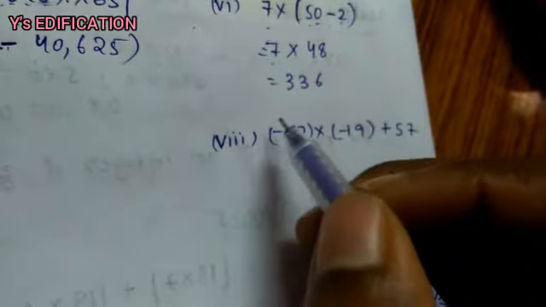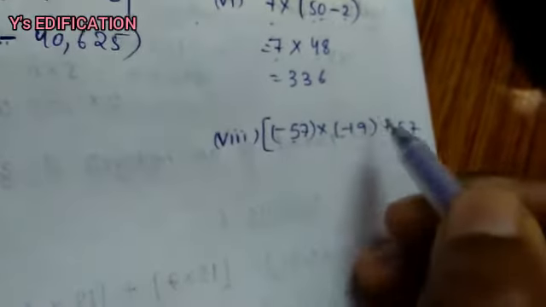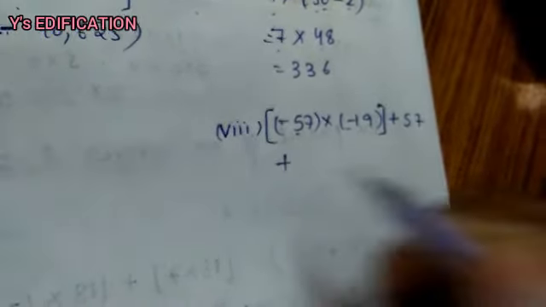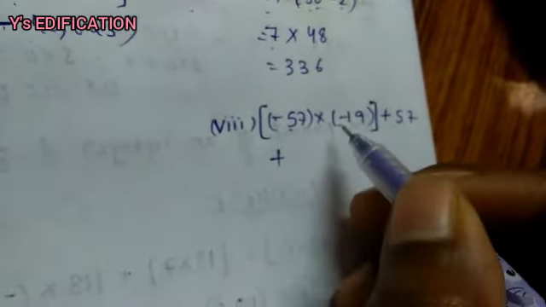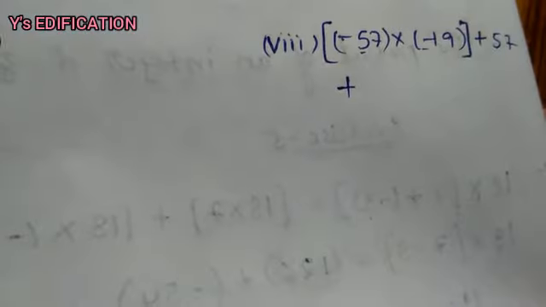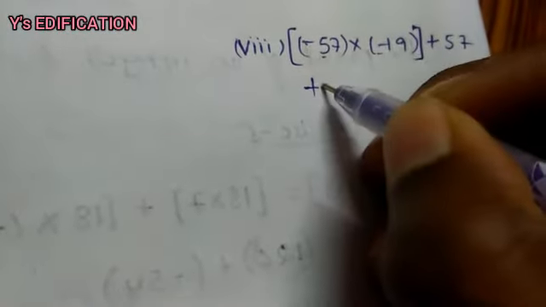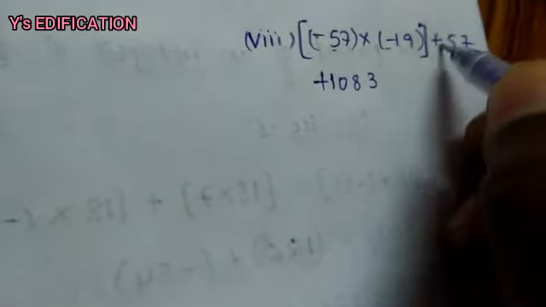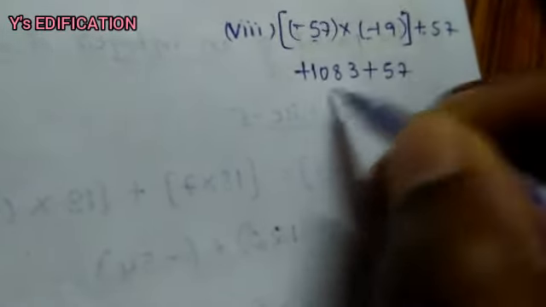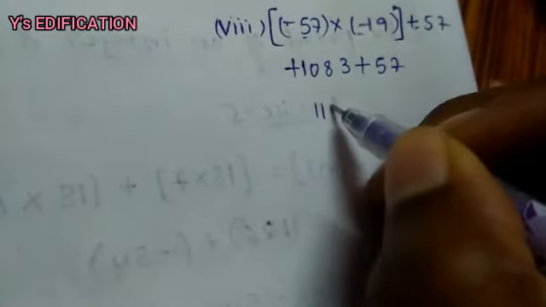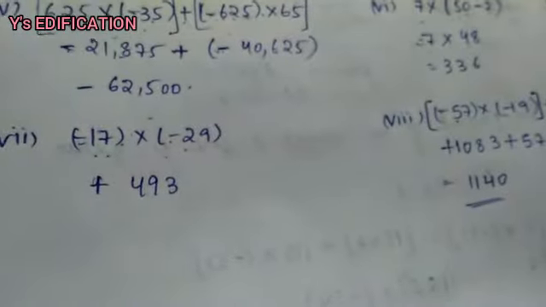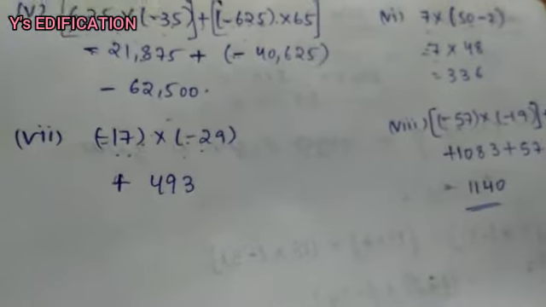Next one, 57 into minus 19 plus 57. What I have said in the previous problem, we have to multiply these numbers. What is minus into minus? That is plus. So 57 into 19 is plus 1083. This is plus 57. So when we add these two numbers, we will get 1140. So in this way, we have to do the multiplications and divisions with additions with integers.